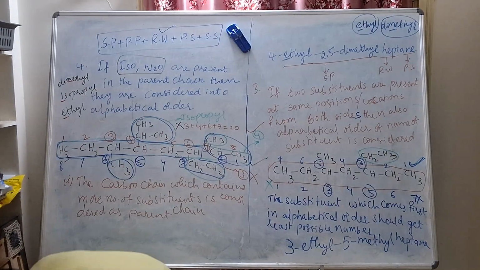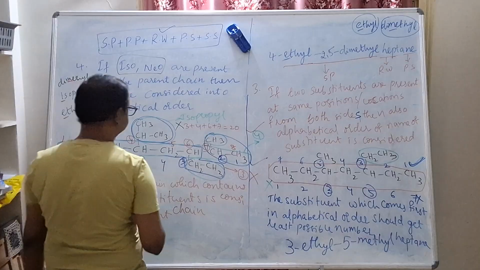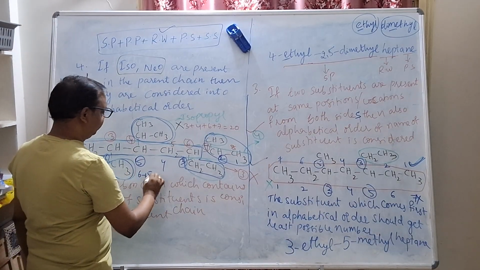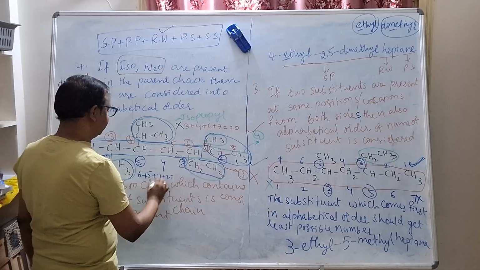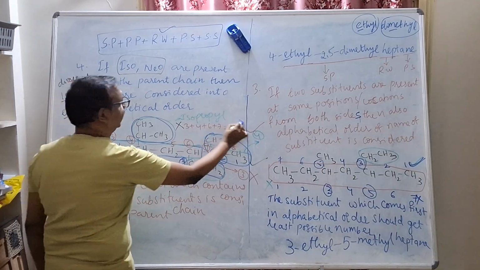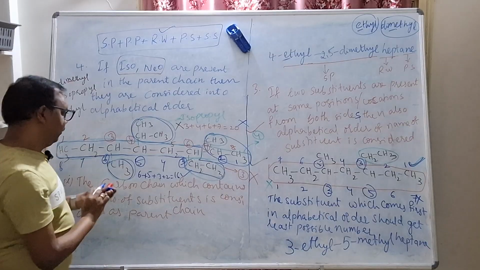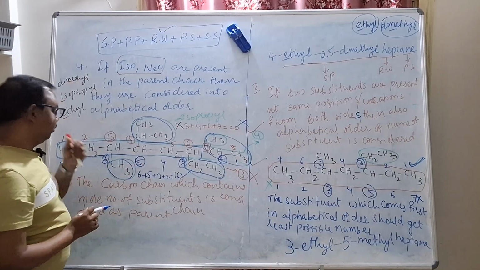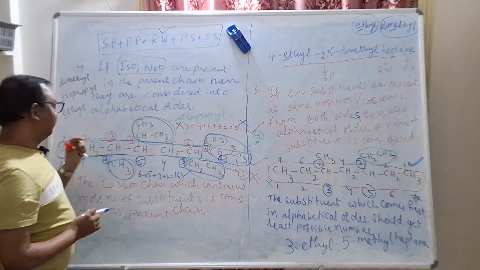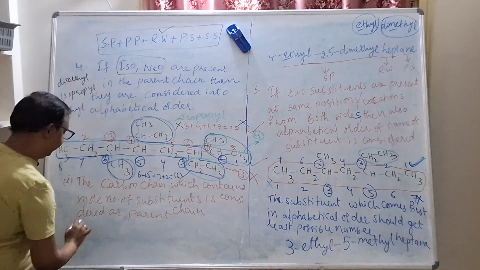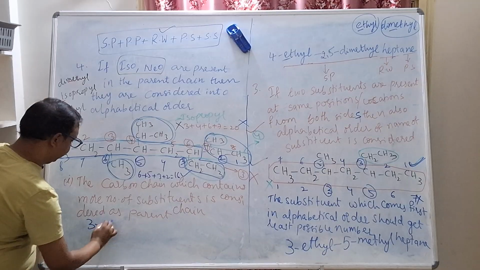So, alright, you can see that 6 plus 5 plus 3 plus 2, that means 10 plus 6, 16. 16 is considered, not 20. 20 cannot be considered. Therefore, how can the name be written here? The name has to be written with respect to this. Now, in alphabetical order, which one comes first? Ethyl. Therefore, I am writing the name 3-ethyl.